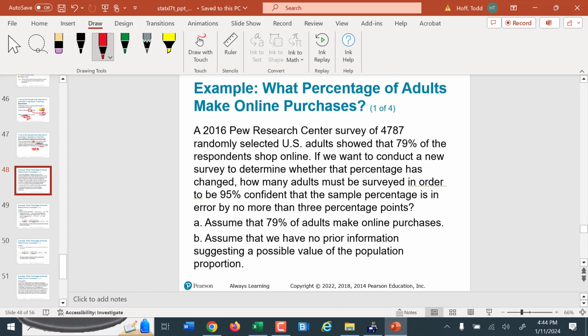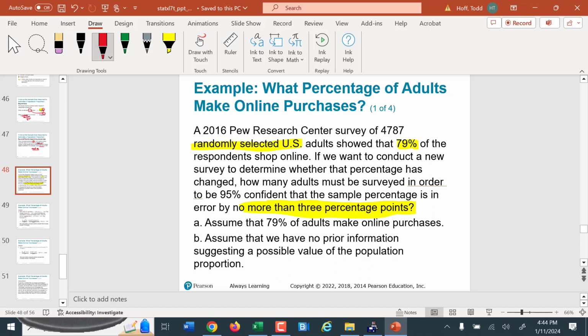So in this calculation here, the survey of 4,787 randomly selected adults, and that's important, they're randomly selected, so we know that process is correct, shows 79% of respondents do online shopping. If we wanted to conduct a new survey and we want that 95% confidence interval to have a margin of error no more than 3 percentage points, how big of a sample do we need to take?